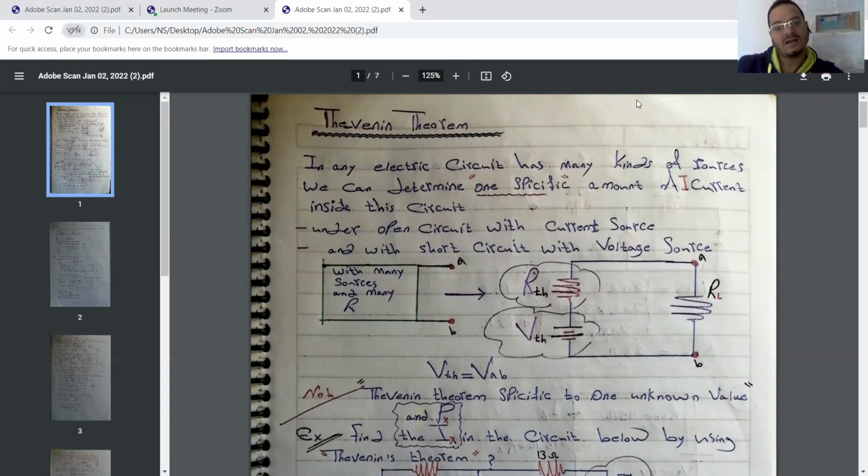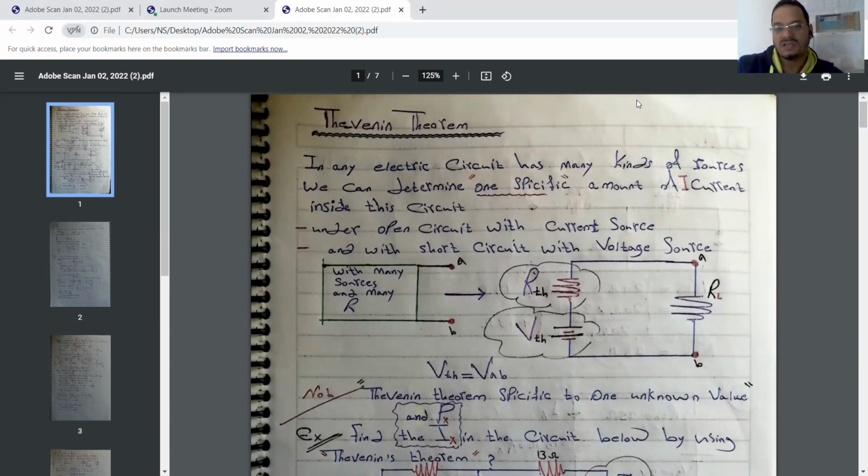We have some benefits from this theorem, because by using it we can calculate a specific value, for example a current, with many unknown current values, and we can calculate this current with many different values of resistance. Here we have many steps we must follow.